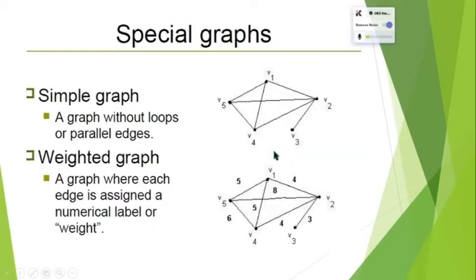So, these are the special graphs. First is the simple graph. A graph without loops or parallel edges is a simple graph. This is an example of that. While a weighted graph is a graph where each edge has an assigned numerical label or weight. So these edges each have a corresponding weight or value. That is the difference between a simple and a weighted graph.